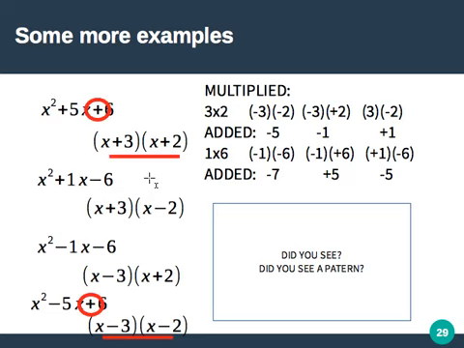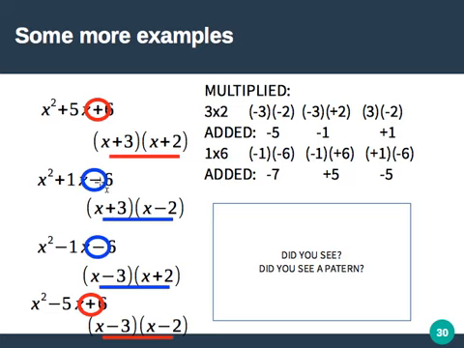Okay, so here's the pattern. I don't know if you've noticed, but when the last number is positive, you see this one's positive, this one's also positive. Notice the pattern that was formed with the signs of your factorization. This one's positive and this one's also positive. This one's negative and this one is also negative. So when the last term is positive, both factors have to be of the same sign, either both positives or both negatives.